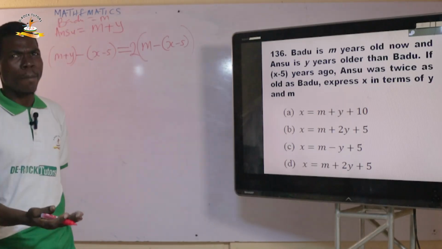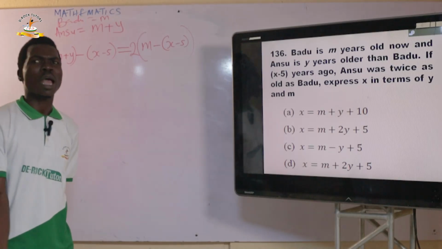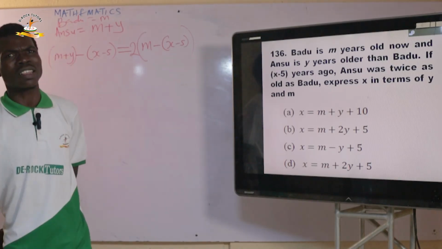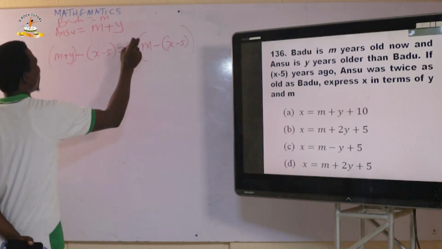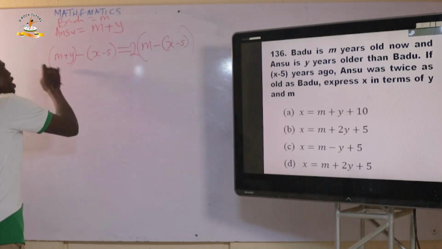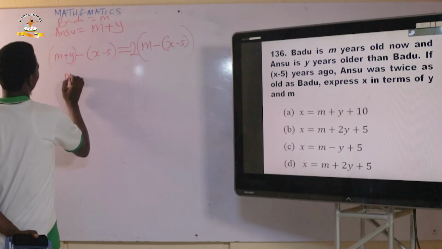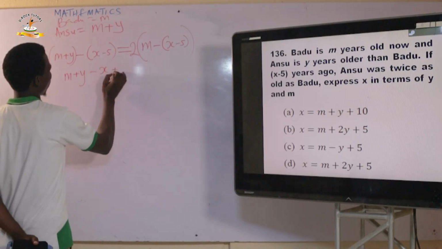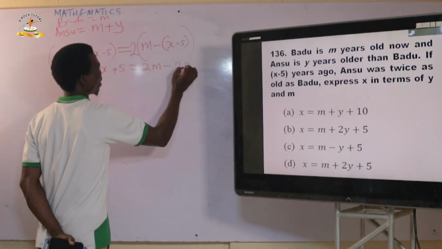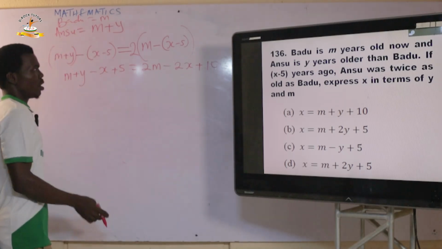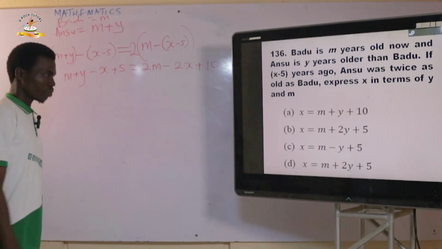We're going to take both of them back in time. How far back in time? x minus 5 years back in time. Back in time, you always subtract. Ahead of time, you always add. That's why I'm subtracting x minus 5 years ago from Badu's age, as well as that of Ansu's age. And when we express this, we're going to get the answer. So n plus y minus x plus 5 equals 2n minus 2x plus 10. I believe that's not a problem, just opening the brackets, everything is fine.